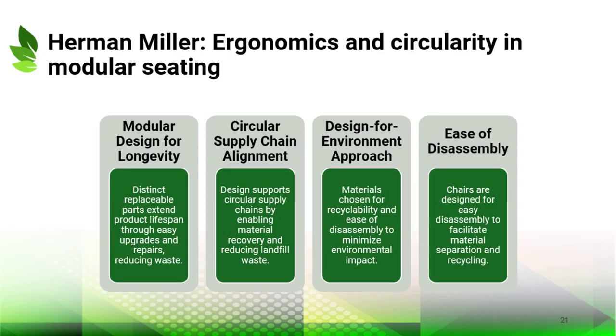Herman Miller's iconic office furniture, like the Aeron chair, uses modular design with distinct, replaceable parts. Components such as the seat pan, backrest, and armrests can be individually replaced or upgraded, extending product lifespan and reducing waste. This design supports circular supply chains by enabling material recovery and minimizing landfill waste. The company's design for environment approach uses recyclable materials and ensures ease of disassembly, facilitating proper recycling and supporting sustainable material cycles.